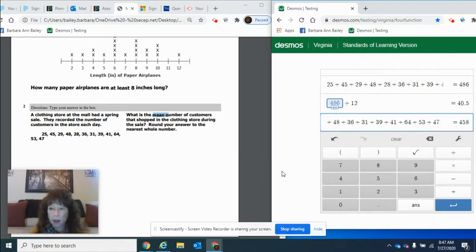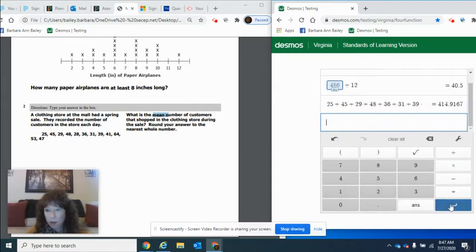I've added all these numbers up, and now I'm just going to divide by 12 here to get my mean. Bam. Didn't come out the way I thought it was going to. My brain should be going, if I'm averaging all these numbers, 414 does not make sense. So that's another good teachable moment with the students: when you get an answer and you're going, that does not make sense.